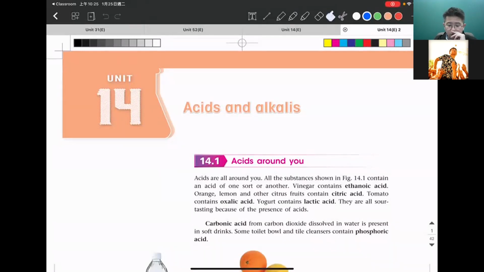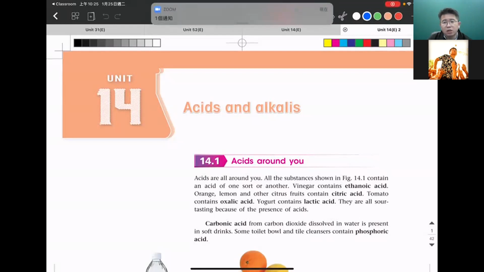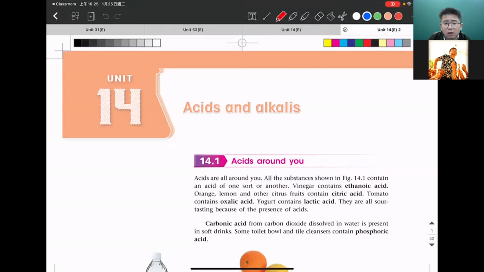Okay, have you all got that page? So we come to book 2A, acids and alkalis. Now, because time is quite limited, today we just cover some of the essentials when we talk about acids. For the time being, we would leave the rest for later. Now, please take a look at the textbook 2A, unit 14.